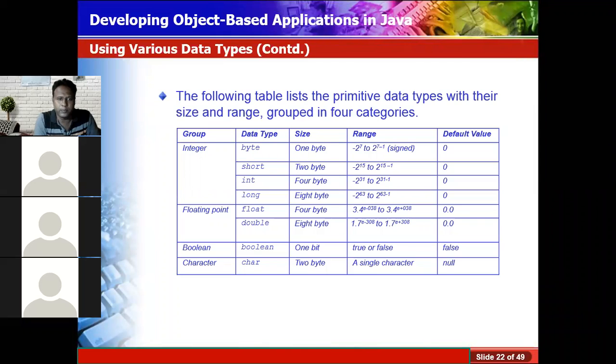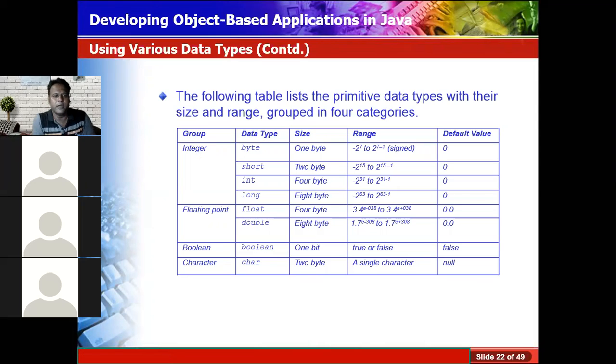Then for floating point we store 0.0. For floating point we store float and double. Float is for fractional values, decimal values. Then there are float and double. Size is 4 byte and 8 byte. Default value for float is 0.0 and 0.0.